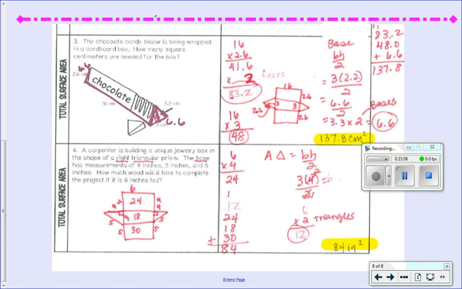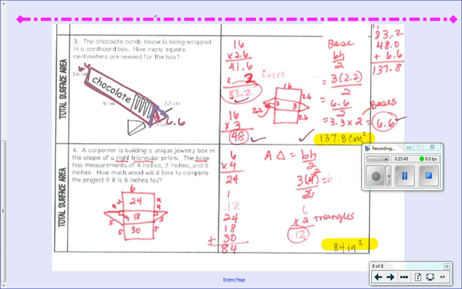Now, the bottom where it says 3, you're going to have to do 3 times 16. That gives you the bottom of what the chocolate bar is sitting on. So 16 times 3 is what? 48. So we add 48 plus 83 and 2/10 plus 6 and 6/10 gives us our total surface area of the candy bar. Where did we get 83? Because there's 2 faces with 16. This one is 16, this one is 16 times 2.6. Those 2 rectangles on both sides. Are we good with that?